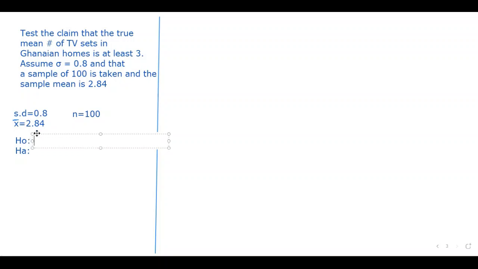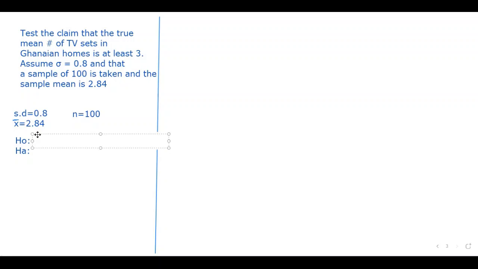Your H0 represents the null hypothesis, and as I said on the previous slide, the null hypothesis always contains the equality sign. So it is equal to, less than or equal to, or greater than or equal to. These are the three signs under our null hypothesis. And the alternative hypothesis never contains the equality sign. So it is not equal to, only greater than, or only less than.